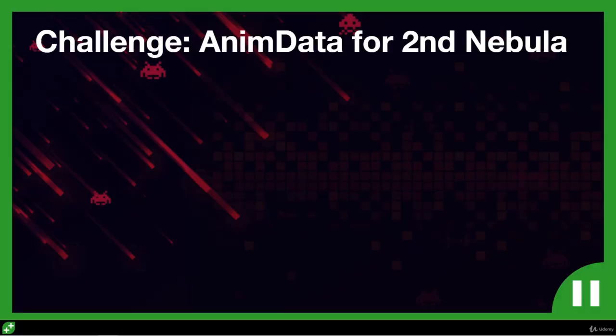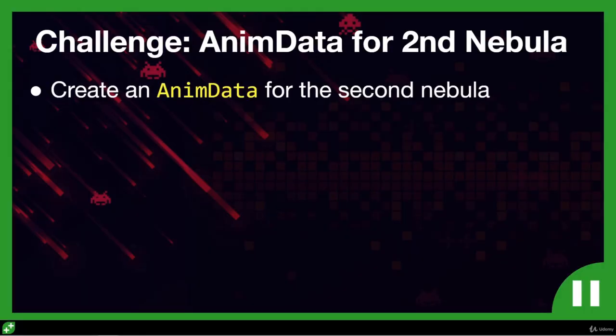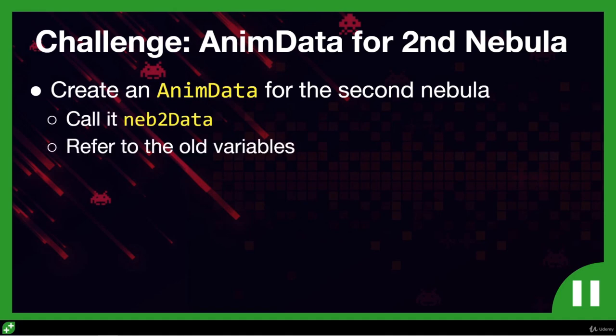So here's your challenge. Create an anim data variable for the second nebula. Go ahead and call it neb2 data, and refer to the old variables for the second nebula so you'll know how to initialize the member variables of our new anim data variable. Pause the video and do this now.